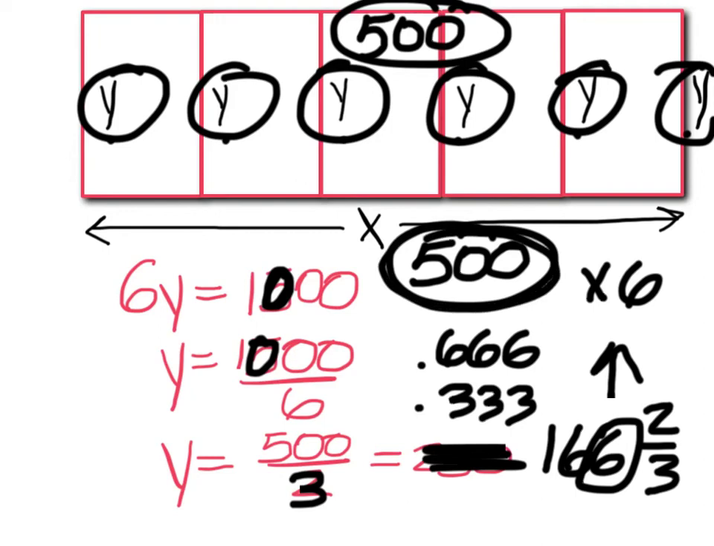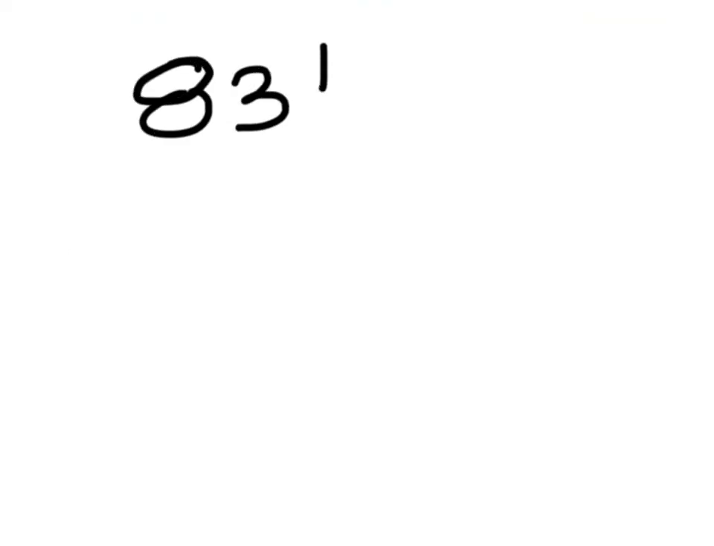The last thing is the 1 pen. What would the dimensions be of just 1 pen? If we have 6 going this way and it's 500 long, what's 500 divided by 6? 83.3 repeating. So it'd be 83 1/3. 83 1/3 by 166 and 2/3. 83 1/3 by 166 and 2/3 would be the dimensions of the 1 pen.